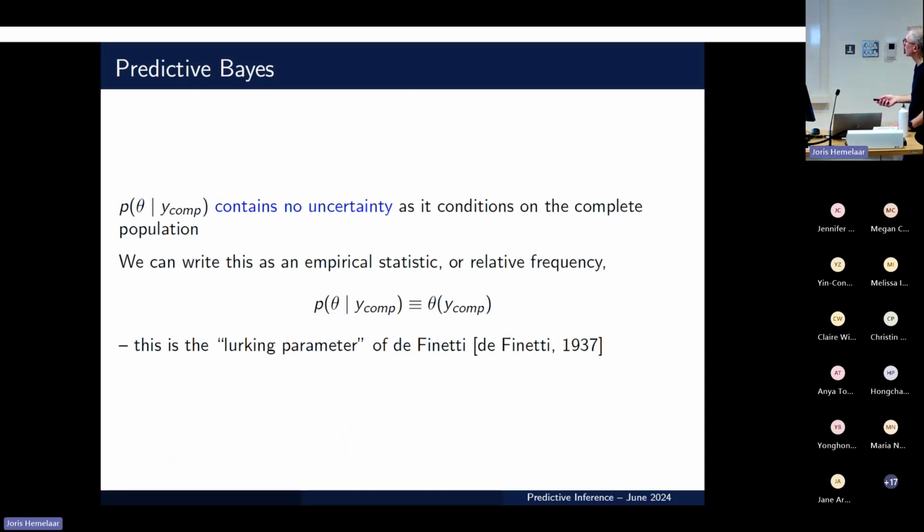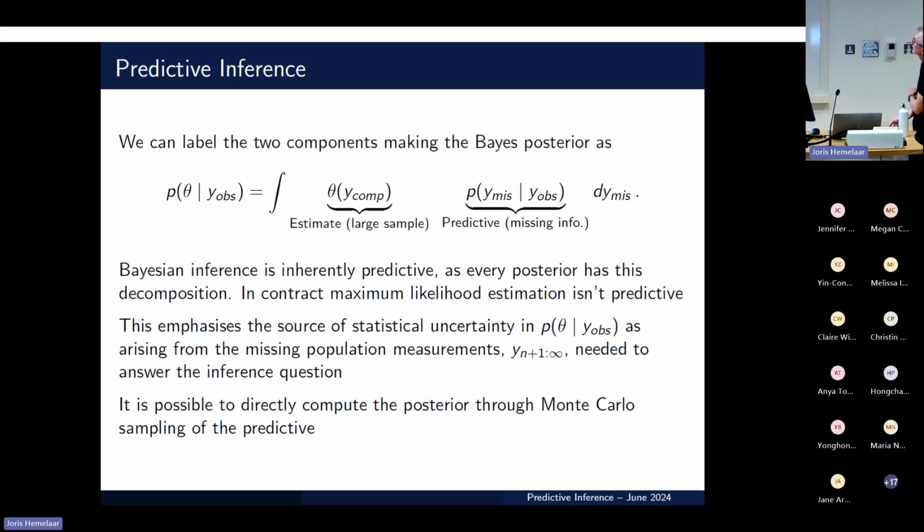Okay. And that's in the foundations of Bayesian inference. That's the lurking parameter of definetti. Okay. And now we can see that the Bayes posterior has these two components. Any Bayesian posterior can be represented in this form. There's just the parameter that you would pick off if you had all the data.